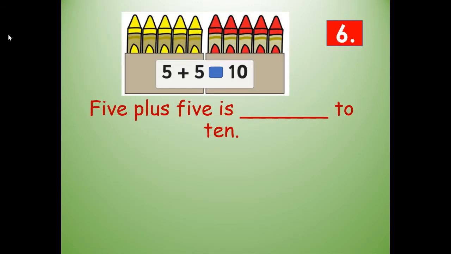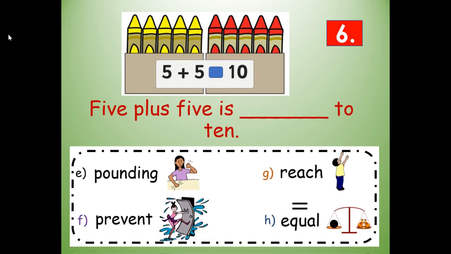Number 6, 5 plus 5 is blank to 10. 5 plus 5 is pounding to 10. 5 plus 5 is prevent to 10. 5 plus 5 is reach to 10. Or 5 plus 5 is equal to 10. What makes the best sense given our picture clues and where the word is in the sentence?